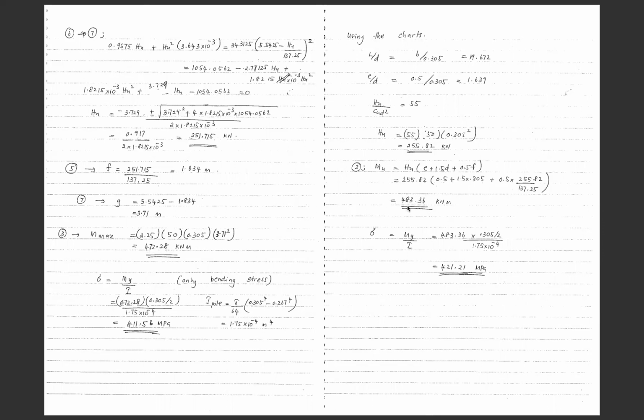If you use this value to find the maximum stress value, you will find that the maximum stress value is 421.21 megapascals. If you use the derived equations or use the charts, both answers will be correct in the exams, but using the chart, you need to be as precise as possible to get an accurate answer. So that's for question number 3.